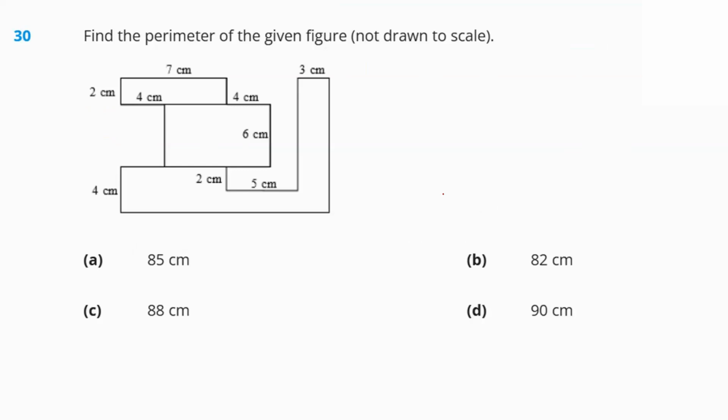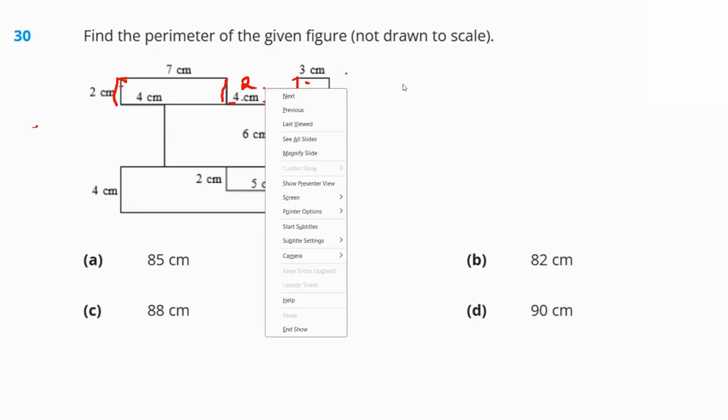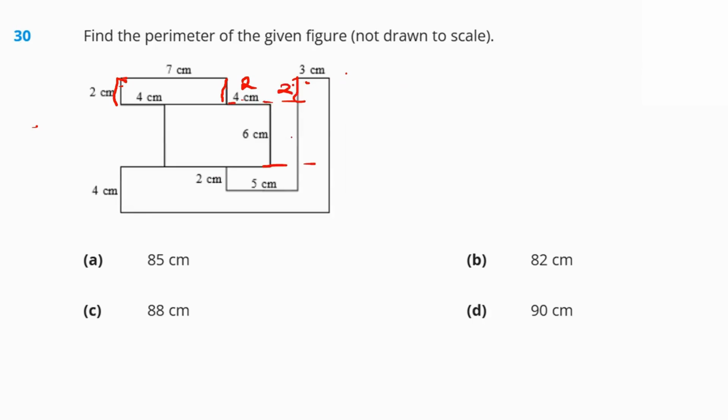Next, we have to find the perimeter of the given figure, which is again not drawn to scale. First, we'll figure out the missing sides. This is given, this side is missing. Alternate to 2, so this also has to be 2. This is given, this is 2 centimeter, this is 5. This also has to be 2 over here. Till here it's 6, and again 2 over here. 6 plus 2, 8 plus 2. That means this side is 10.